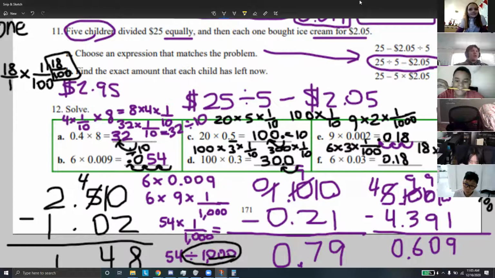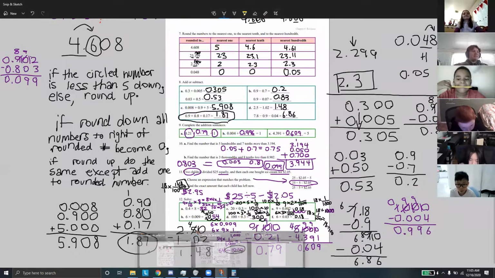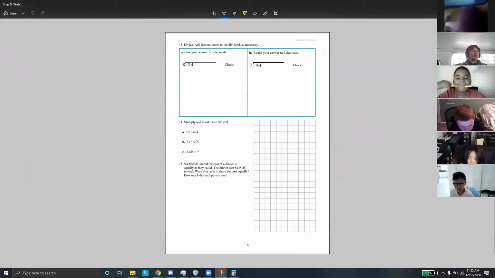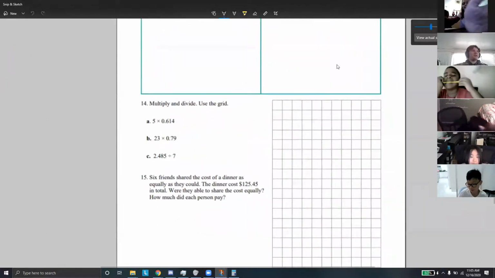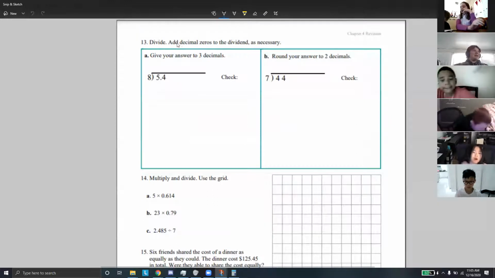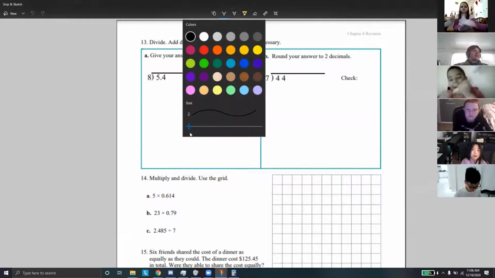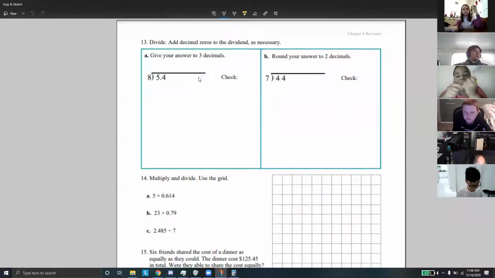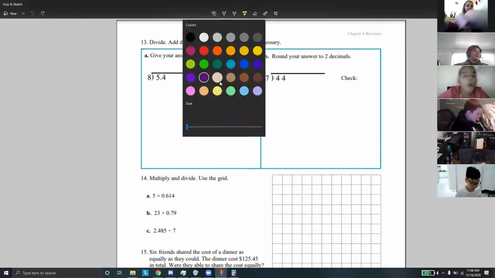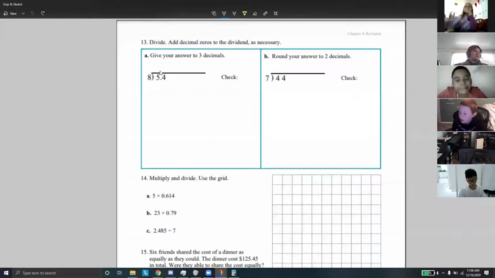Okay, so that is everything on this page. Hopefully I can go real quick and finish it up. Okay, so divide. Add decimal zeros to the dividend if necessary. Okay, so we might have to add some zeros. So 8 goes into 5 0 times. It might be tiny. 8 goes into 5 0 times. 0 times 8 is 0. 5 minus 0 is 5. Drop the 4. What's 8 goes into 54?